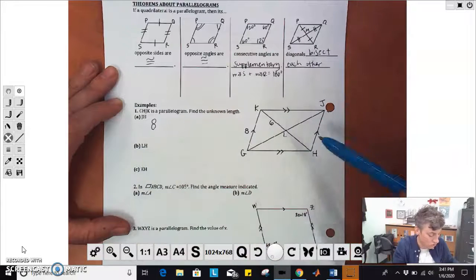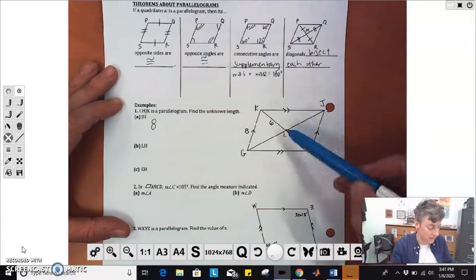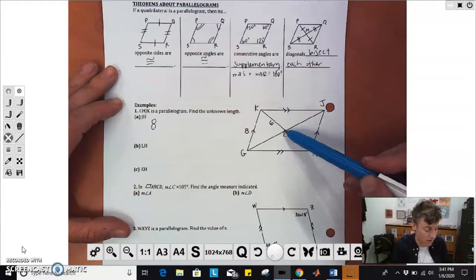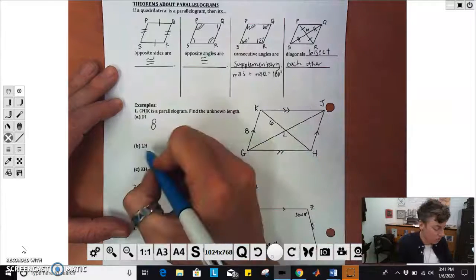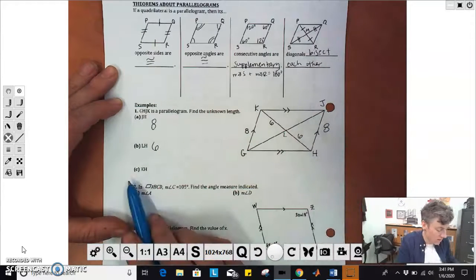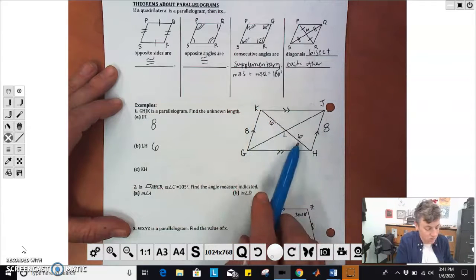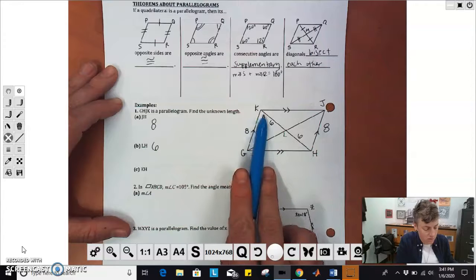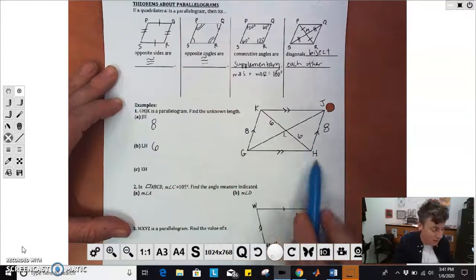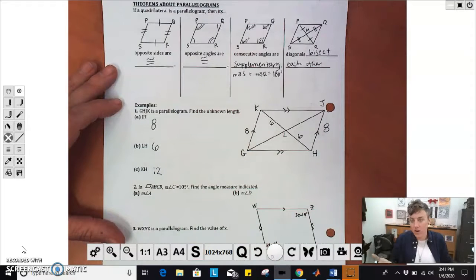How about LH? Oh, it's the same as KL because the diagonals bisect each other. So L is the midpoint of KH. So that's also 6 units long. Put those labels. How about KH? Well, KH now is made up of these two segments, 6 plus 6, using our segment addition postulate. 6 plus 6 is 12. So KH is 12. Very good.